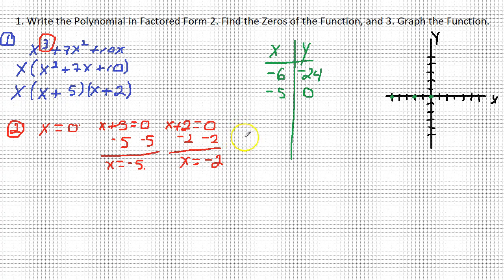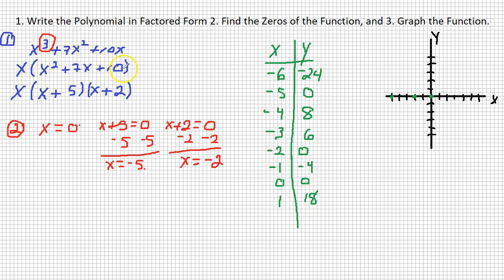At -4, we are up at 8. -3, when I plug that in, I get 6. Now we know at -2, we're going to have 0. That's where it'll cross the x-axis. Okay? Then at -1, we are at -4. At 0, we are at 0. Why? It's one of our zeros that we already found. And at 1, we are up at 18.